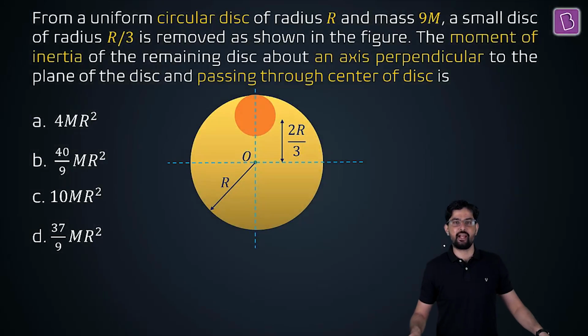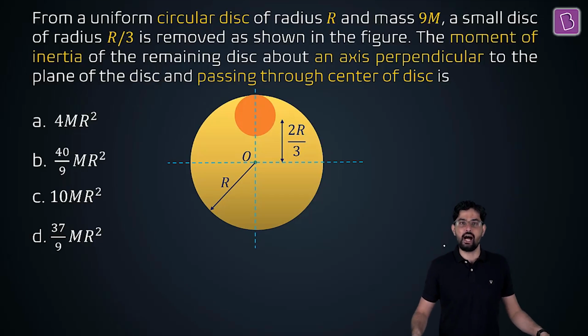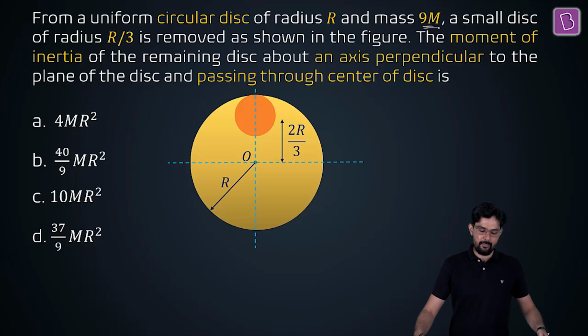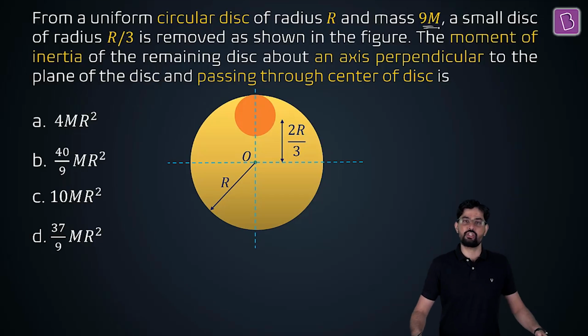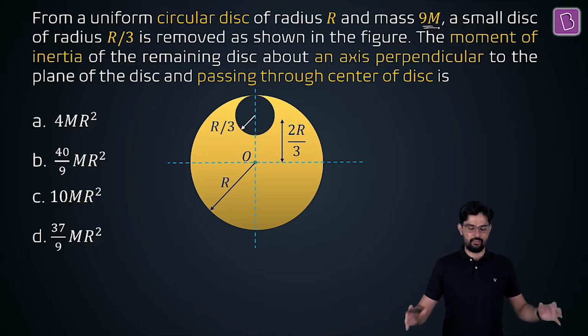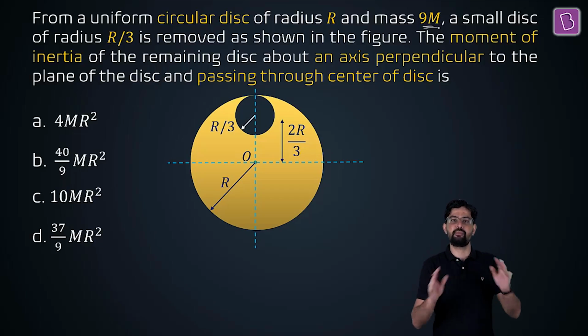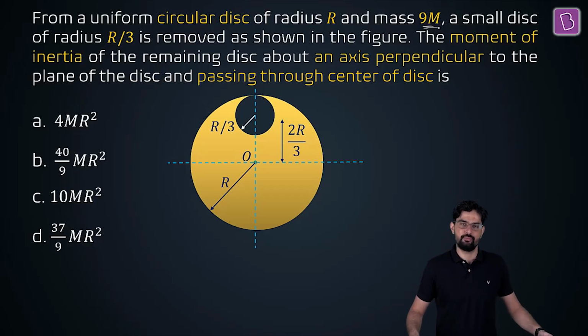2 questions back to back on moment of inertia. Well, that's interesting. Anyway, in the mentioned case, you can see that the whole disk of radius r has a mass 9m. Now what happens is that a circular portion of radius r by 3 is removed like that. You have to find out the moment of inertia of this about an axis perpendicular to the plane and passing through the point O.